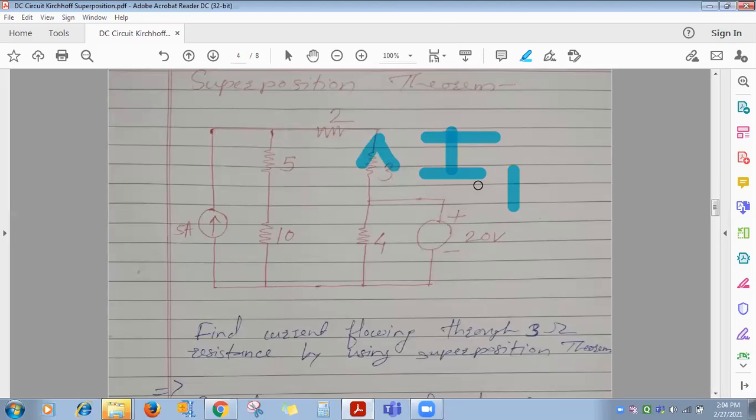What I have assumed is I1. How have I assumed I1? When all the sources are there, the 5 ampere source and the 20 volt source, I1 I have assumed upward. You can assume downward also.